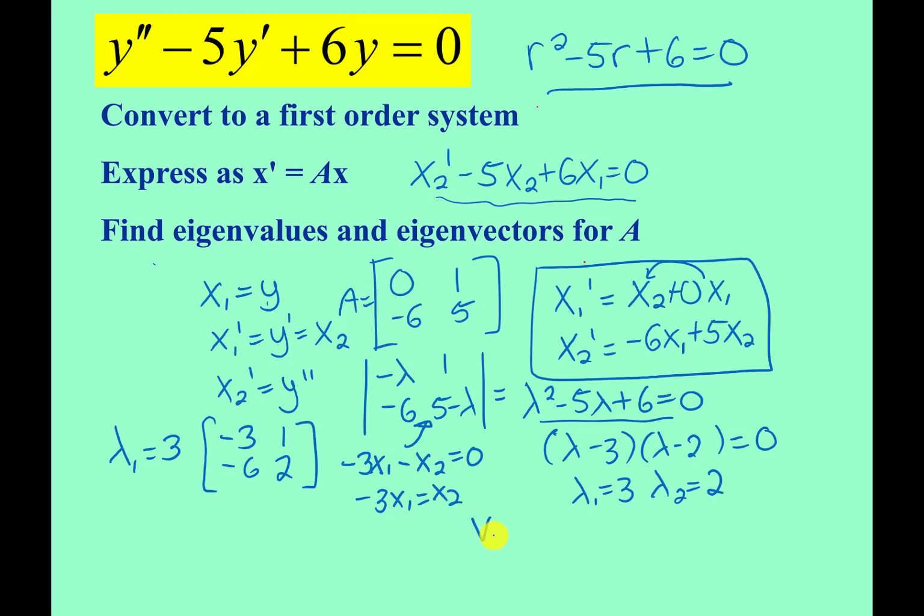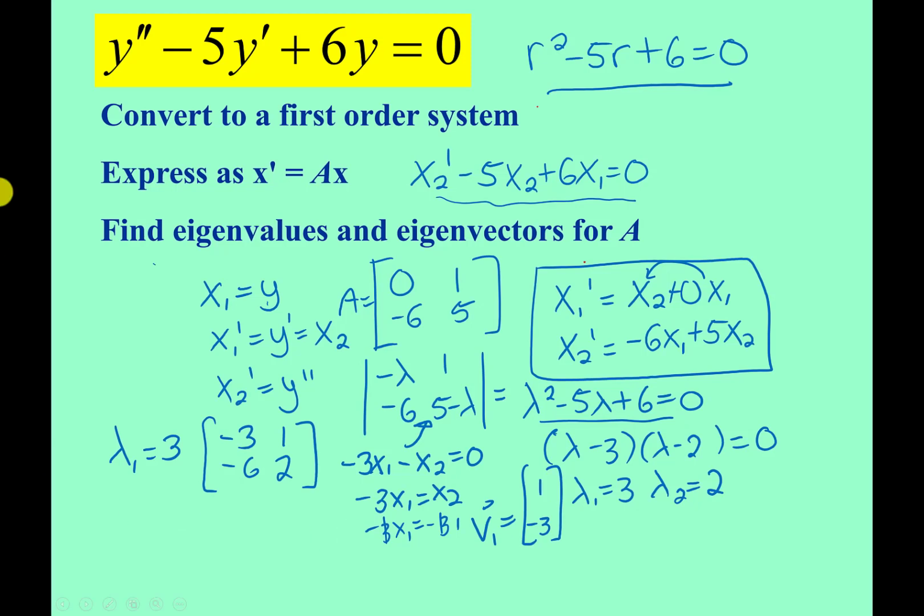So for my eigenvector, I need to choose an x2. I'll pick negative 3. So when I put that in here, negative 3 equals negative 3x1. Those would cancel and x1 would be 1. So there's my eigenvector, kind of all over the screen here.